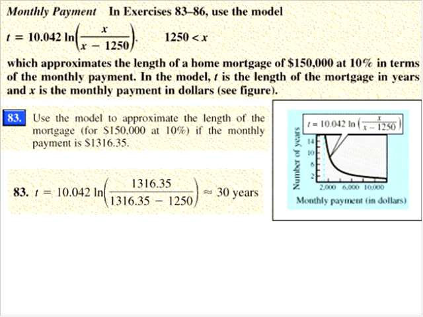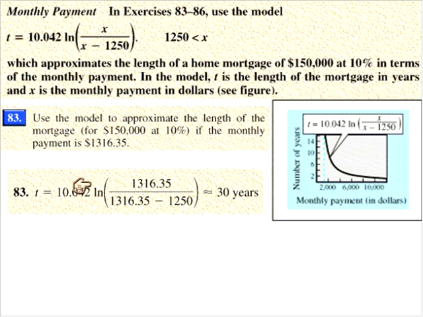Lastly, we have this model function for 83, and we're already given the equation for us, which we're lucky in that fact. So for 83, it says use a model to approximate the length of the mortgage if the monthly payment is 1316.35. So what we're really doing is we're just plugging this numerical value in for x and solving.